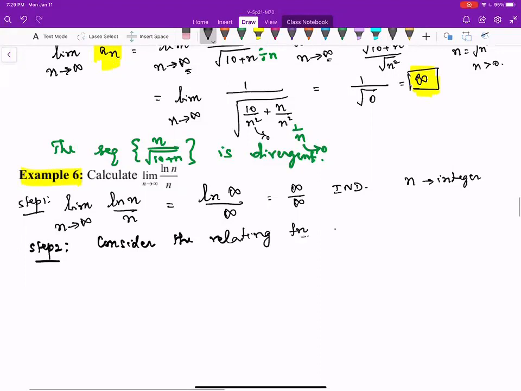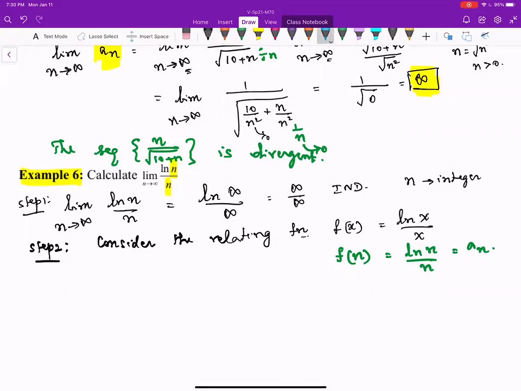Relating function, which I call the ln of x over x. Notice that I'm changing the n here to x. So then what do you notice here? If I change the x to n, I get ln n over n, which is nothing but the nth term of the sequence. Right? So now let's apply the L'Hopital rule for this particular function.